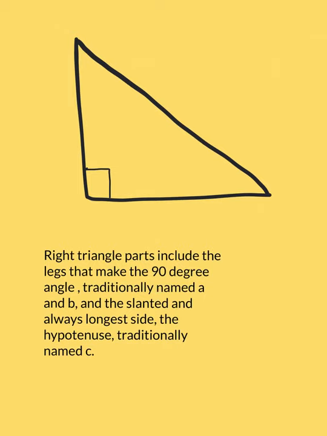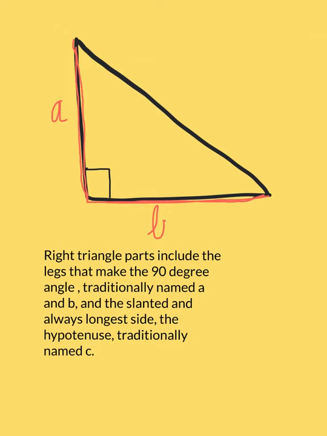So when I look at this triangle, I look for the 90-degree angle, which is right here. These legs, these sides right here, let's change the color. This side right here makes part of the 90-degree angle, and this side right here makes the other part of the 90-degree angle. So these two sides that are red are called legs, and we traditionally name them with the letters A and B.